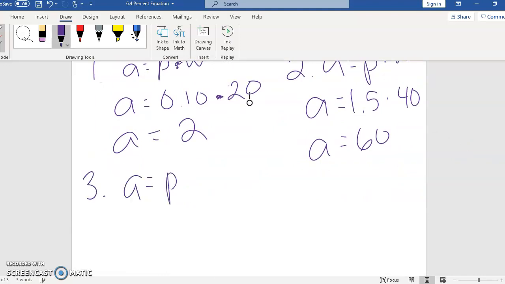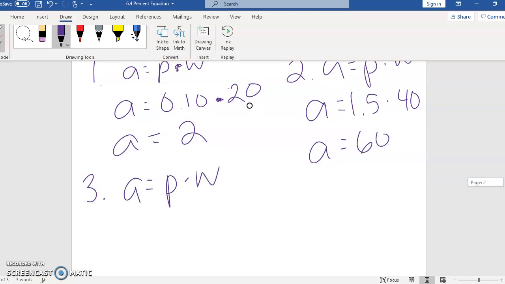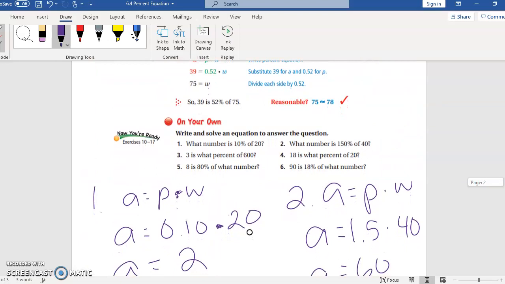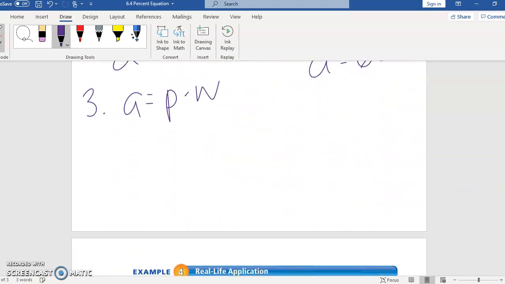Okay, so number 3. A equals P times W. Let's go back up here to number 3. It says 3 is what percent of 600? So 3 is our part. We don't know what percent it is, right? So we put P there times 600. This is where we have to get P by itself. We want to figure out what the percent is. So I'm going to divide both sides by 600.